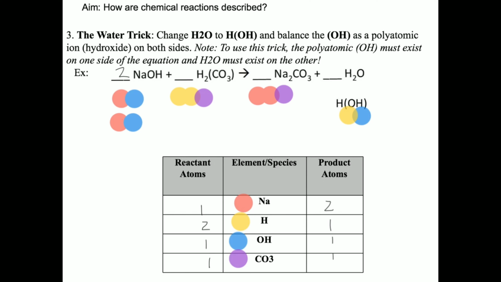Adding the coefficient of 2 creates 2 sodium hydroxides, meaning I have 2 sodiums and 2 hydroxide elements. Now notice that my hydroxides and my hydrogens are both out of balance. So to correct this, to add another hydroxide, I'm going to put a 2 in front of my HOH, or my water. This 2 is going to make another water.